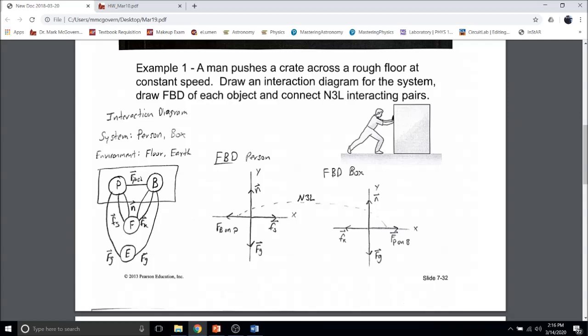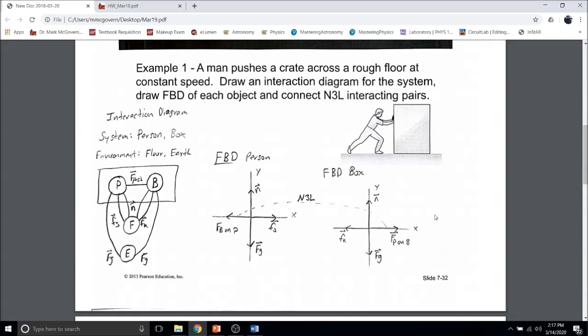So if you go back to your interaction diagram here, there's one line that connects B and P. That means there is one interaction pair, and I've indicated that by drawing this little dashed line. And so that is a complete analysis of what's going on physically with the person and the box.